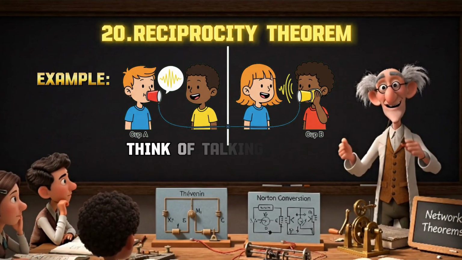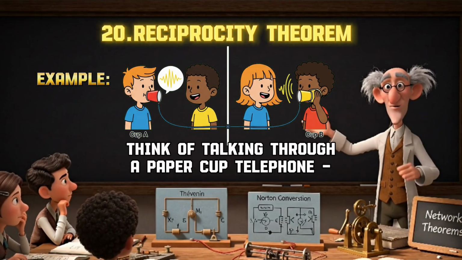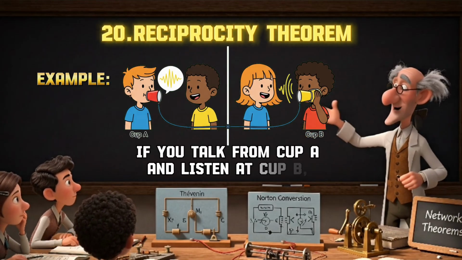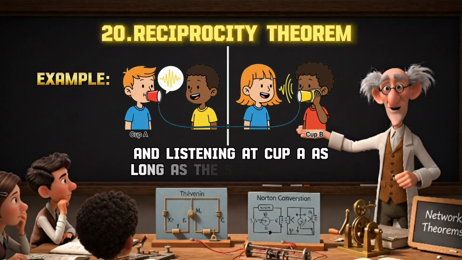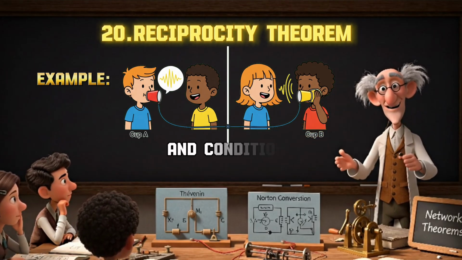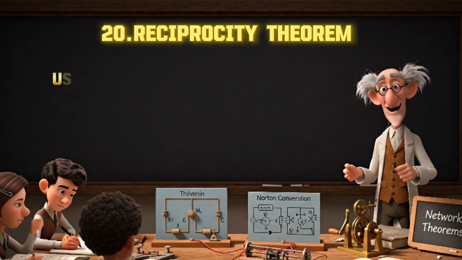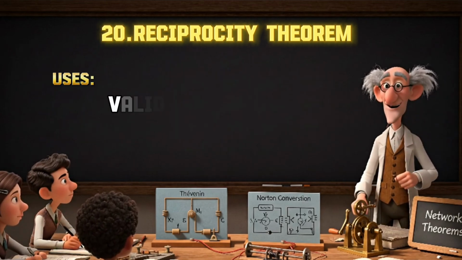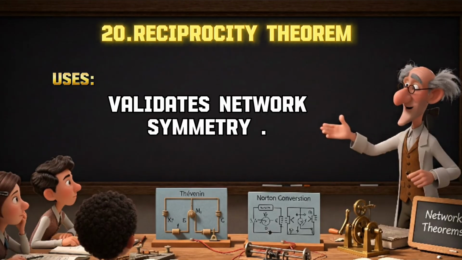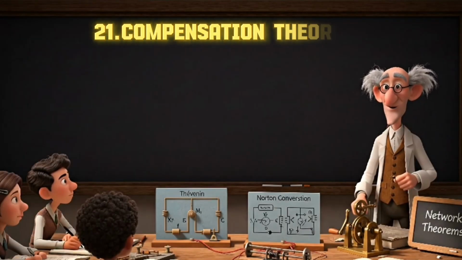Example. Think of talking through a paper cup telephone. If you talk from cup A and listen at cup B, you'll hear the same as talking from cup B and listening at cup A, as long as the string is tight and conditions are the same. Uses. Helpful in antenna testing and RF systems. Validates network symmetry.